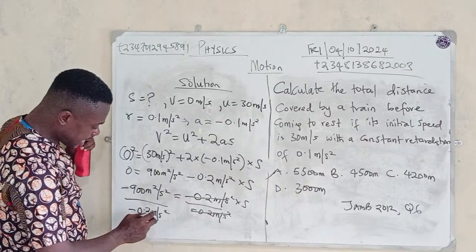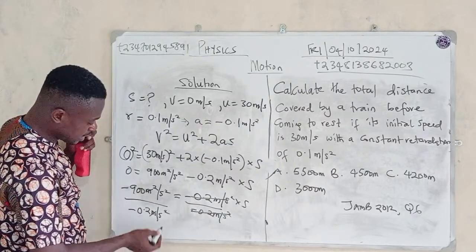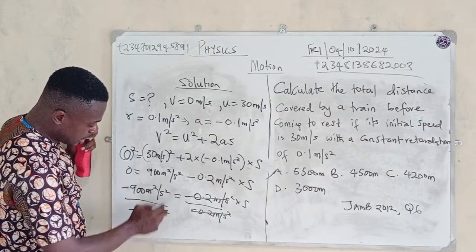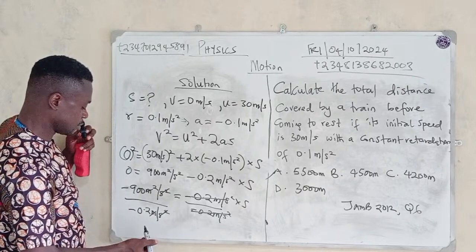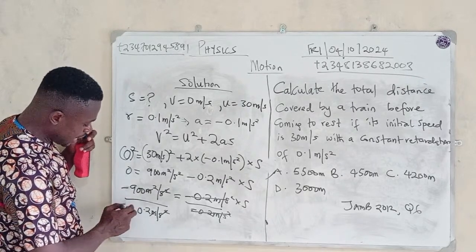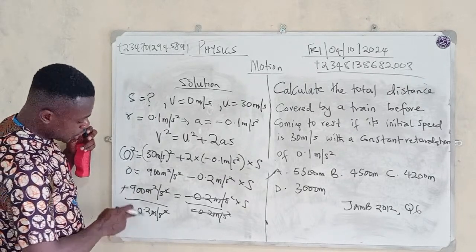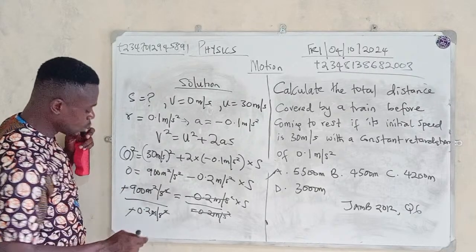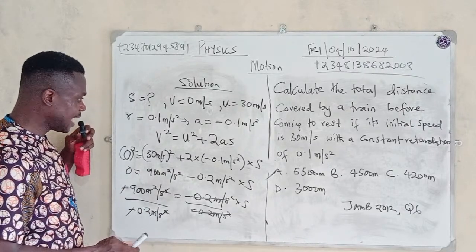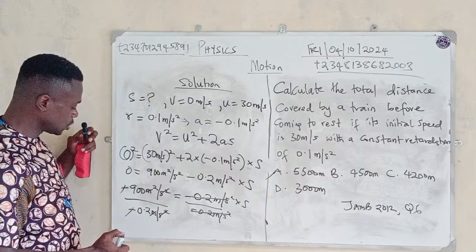Of course, meter will take care of meter, and second squared will take care of second squared. So we are left with minus, we divide minus. If you divide 900 by 0.2, what are you going to get?